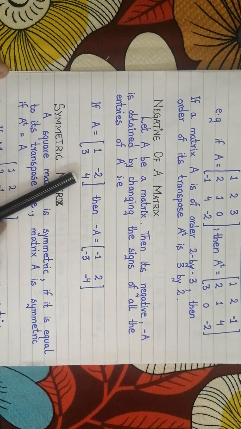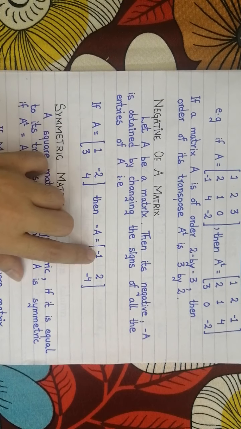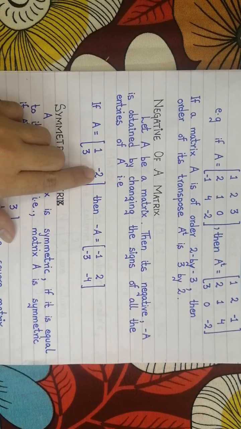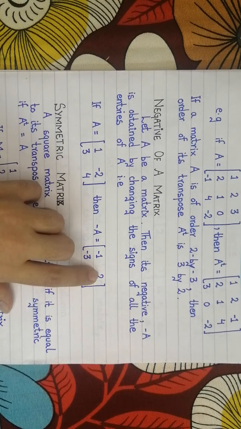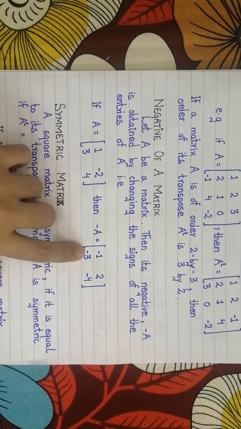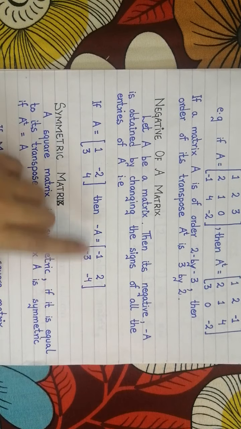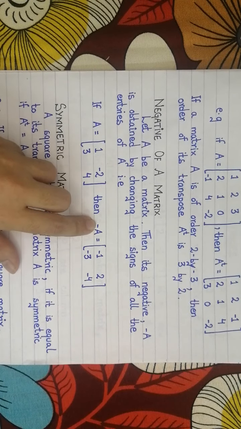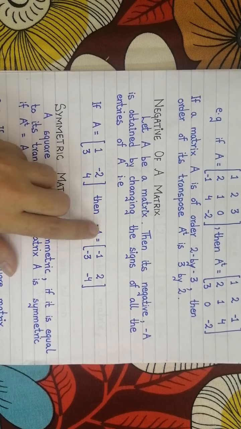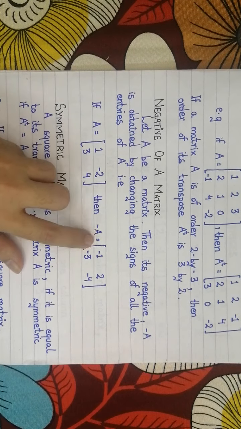Look here, we have positive 1, we have to write it minus 1, here we have minus 2, so it will become positive, and here we have positive 3, it will become minus 3, and here we have minus 4, so it will become positive 4, and we have to write minus with the name of the matrix also. This is the name of the matrix, minus A is equal to this.